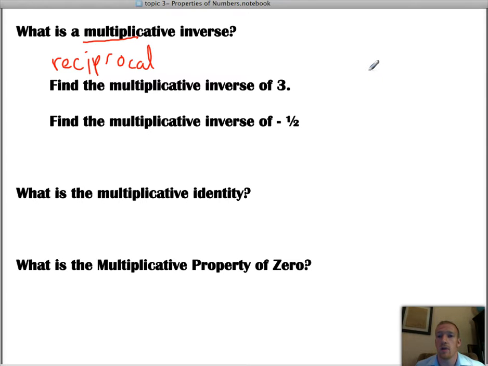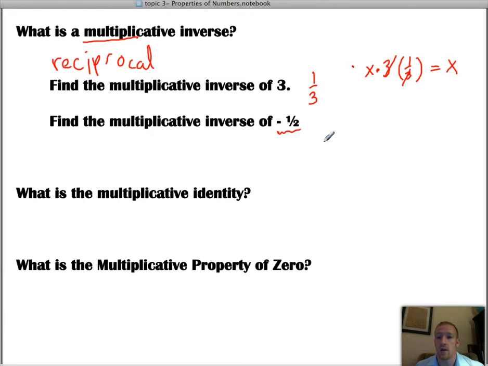So if we have x times 3, the multiplicative inverse of 3, how do we unmultiply by 3? Well, we'd multiply by 1/3, right? Because x times 3 times 1/3, these reduce and just give us what we started with back. So what's the undo for multiplying by 3? Multiplying by 1/3.